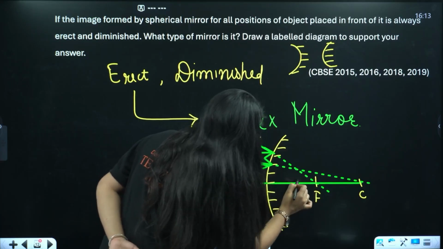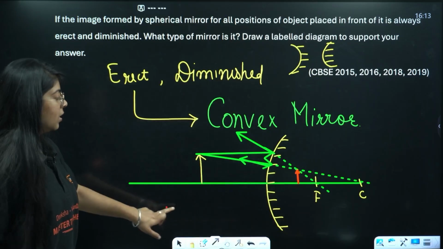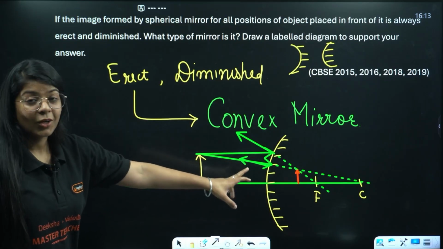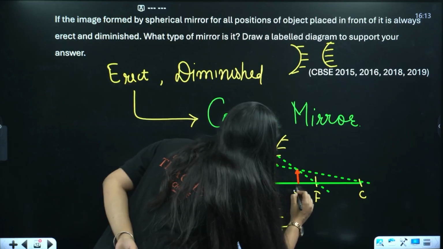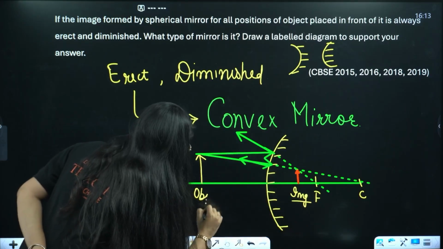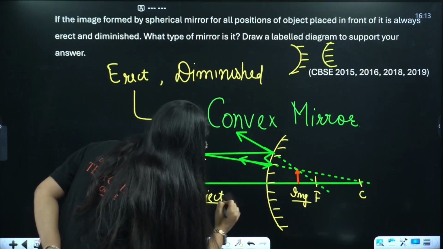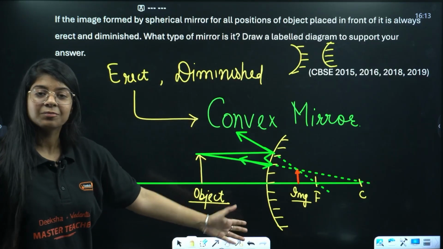wait, this is my object. That red one, sorry, not object, this is my image. The red one is the image and this is my object. So this is clearly visible that the image is definitely smaller than the object and it is erect, right?